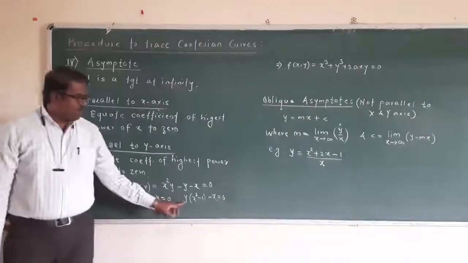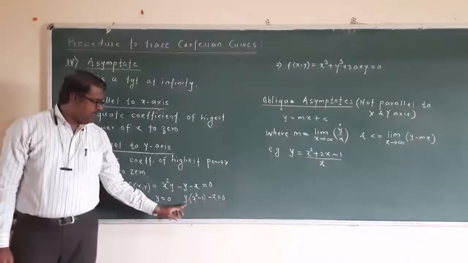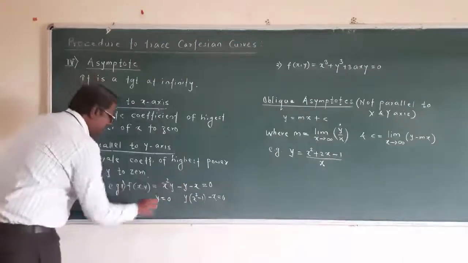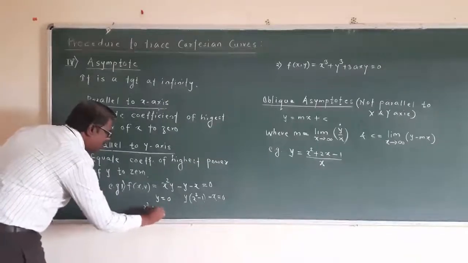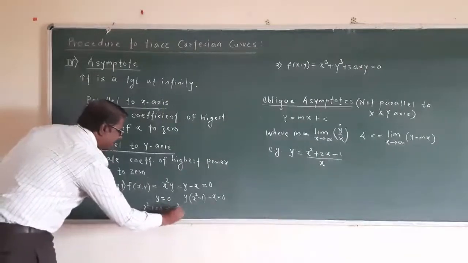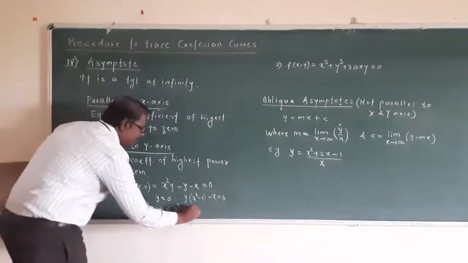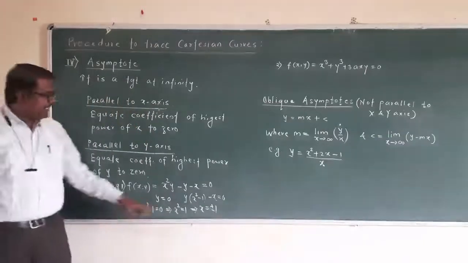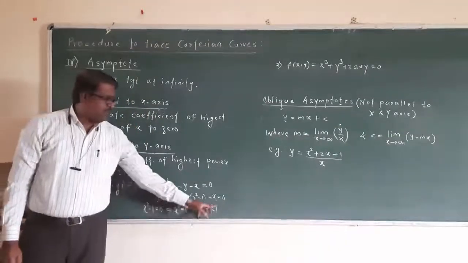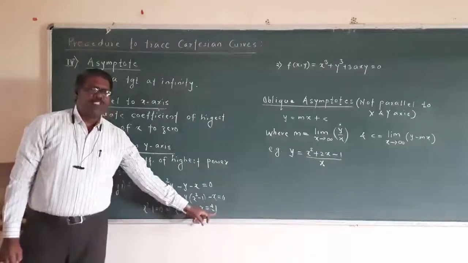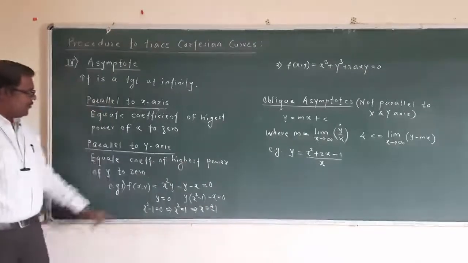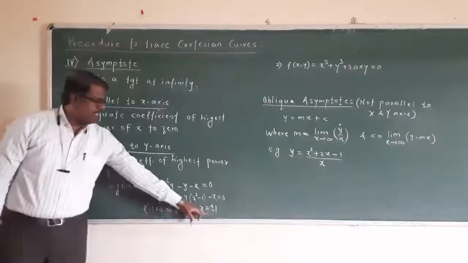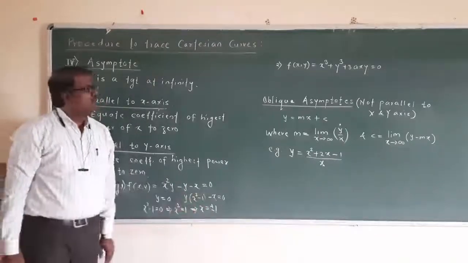Now what is coefficient of highest power of y? The coefficient of highest power of y is x square minus 1. Now put this x square minus 1 is equal to 0. This implies x square is equal to 1 and this implies x is equal to plus or minus 1. It means there are two asymptotes, that is x is equal to 1 and x is equal to minus 1, which are parallel to y-axis. So for this curve, there is one asymptote parallel to x-axis and there are two asymptotes parallel to y-axis.